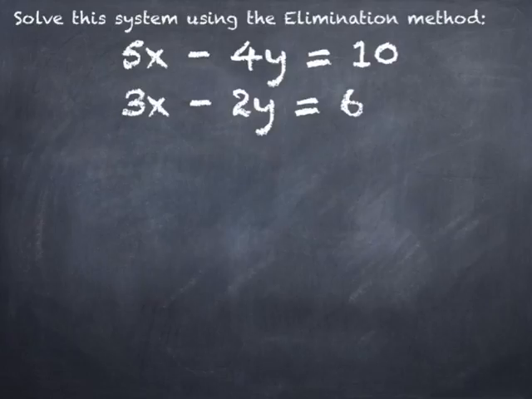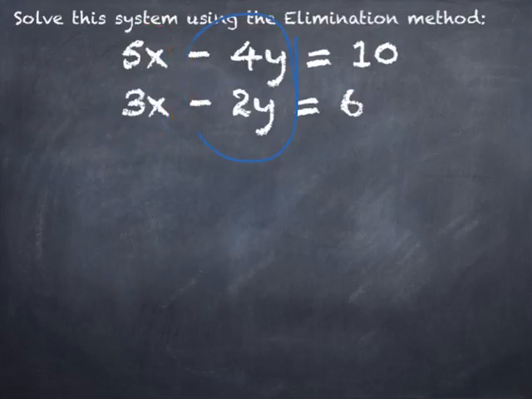So the question says, solve the system of equations using the elimination method. In the elimination method, the goal is that when I add the two equations together, one of the variables will cancel out. If you look at the x's and I add them, I would get 8x. If I look at the y's and add them, I would get negative 6y. So as it is right now, nothing's going to cancel out.